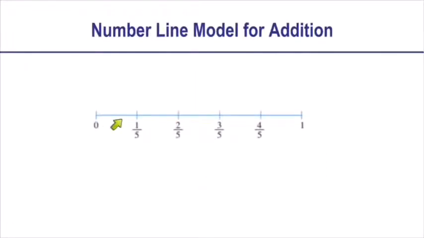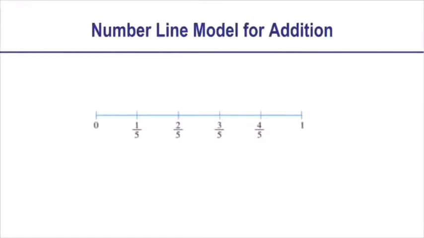So here we have a number line that goes from 0 to 1, and it's been divided into 5 equal pieces, so each piece again represents a fifth. So if this is 0, then this is 1/5, 2/5, 3/5, 4/5. This would be 5/5, but it's been simplified to 1. So of course 5/5 is equal to 1.